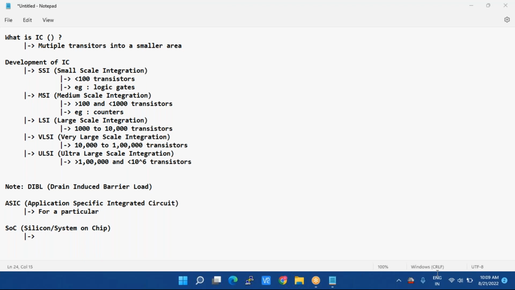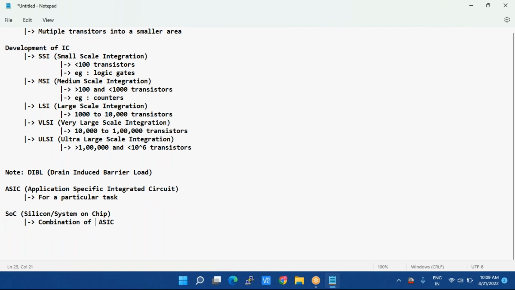Yes, sir. Right. Now, to develop this, let's say for a particular task, a combination of ASIC, multiple ASICs. Now, coming to the next level, for the development of ASIC or SoC, we are going to be using a similar flow.